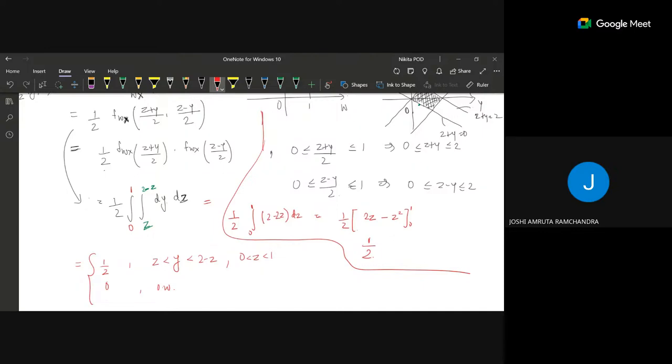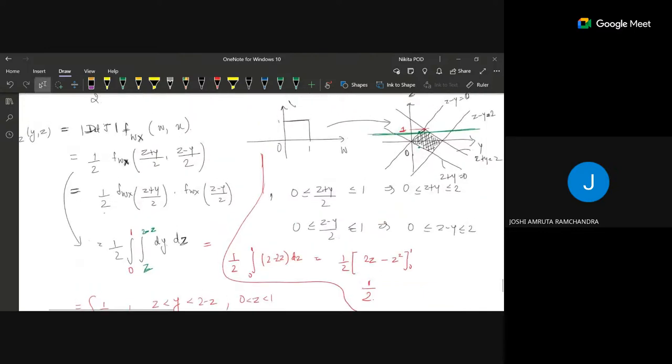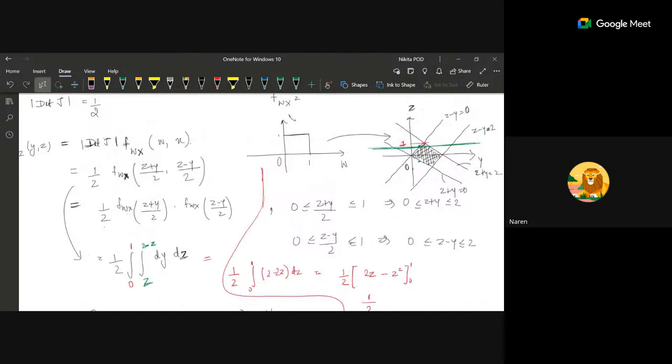Ma'am, can you please explain the diagram? So this diagram is only half of it, madam. Z cannot take a negative value. So this is the only reason. Hello, ma'am. Can you please explain the diagram?